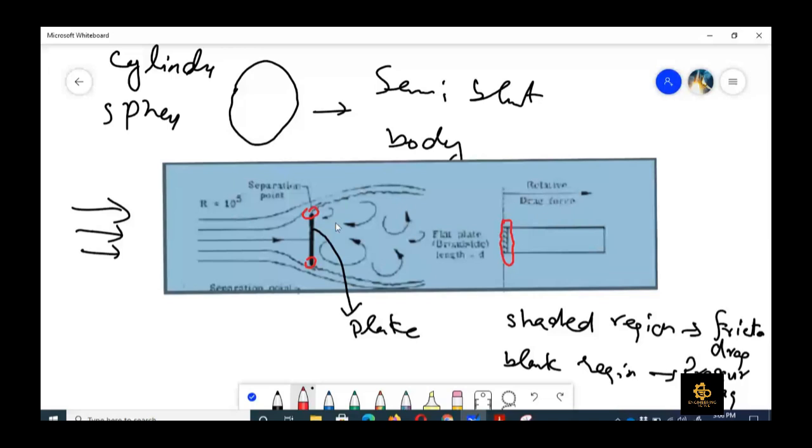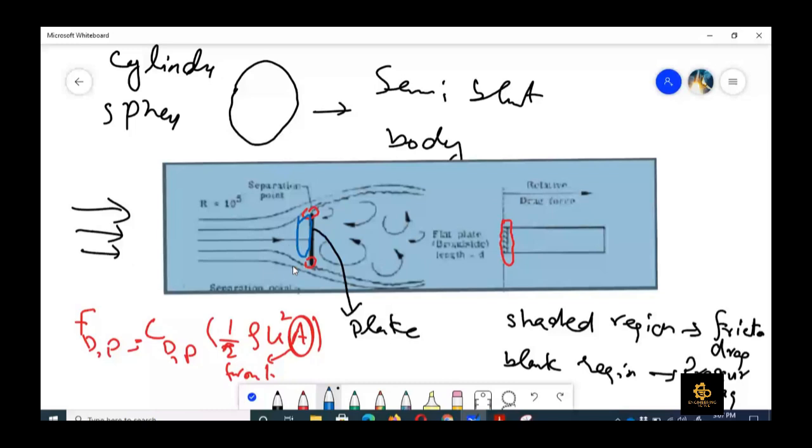And because we know that the drag force due to pressure is CDP into half rho u square into area, and this area is the frontal area here. Please remember, this is the frontal area. Let me show it by the blue line. So this is the frontal area. Because the frontal area is more, 95% of the drag is due to pressure drag.